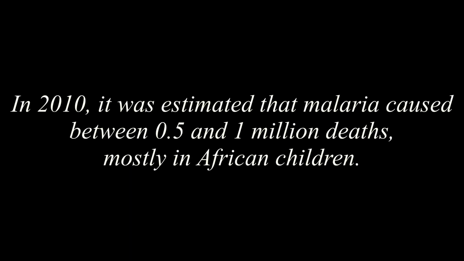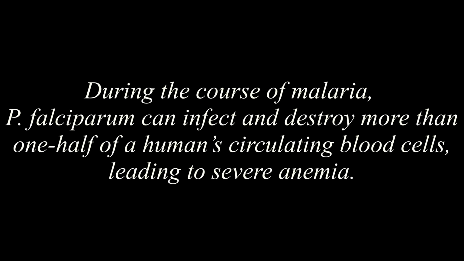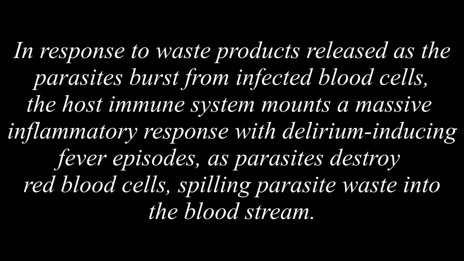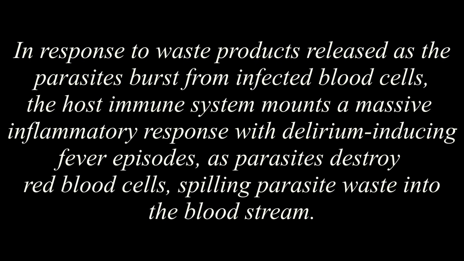In 2010, it was estimated that malaria caused between 0.5 and 1 million deaths, mostly in African children. During the course of malaria, Plasmodium falciparum can infect and destroy more than 1/2 of a human's circulating blood cells, leading to severe anemia. In response to waste products released as the parasites burst from infected blood cells, the host immune system mounts a massive inflammatory response with delirium-inducing fever episodes as parasites destroy red blood cells, spilling parasite waste into the bloodstream.